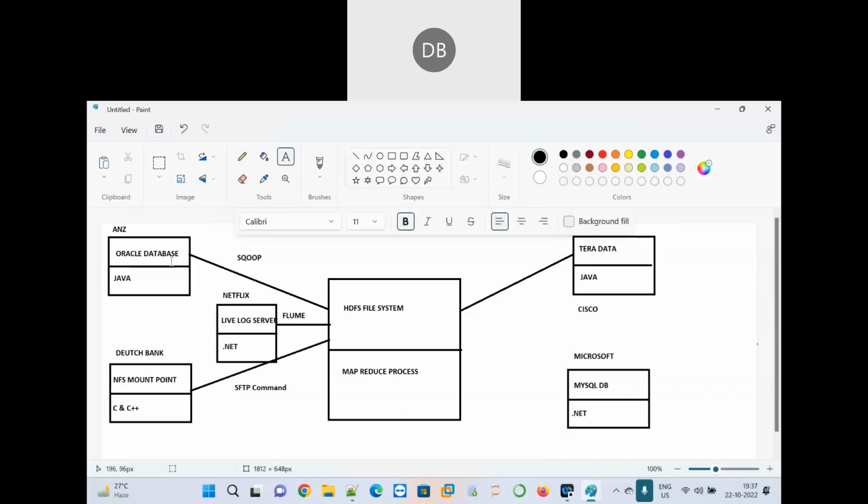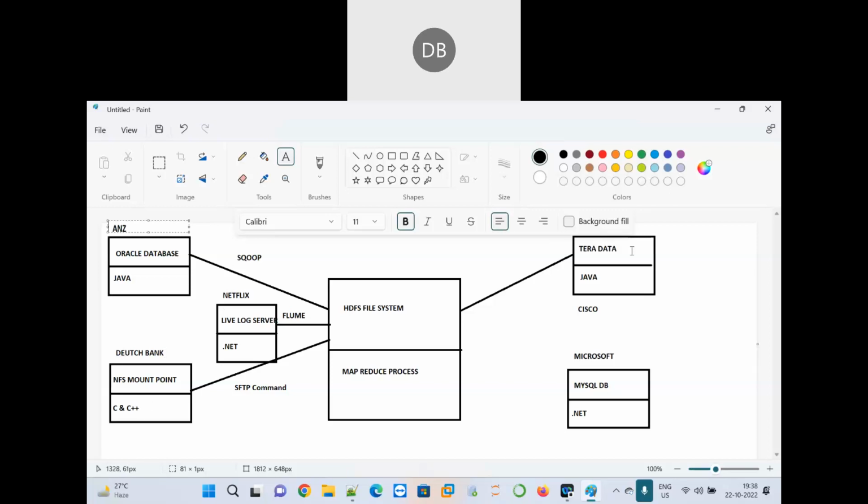Now there is one project where the client has changed. They are using Oracle database storage system processing, and they are using Java. Another client is Deutsche Bank. They are using, suppose, an NFS mount point for storing the data, and using C and C++ for the processing.